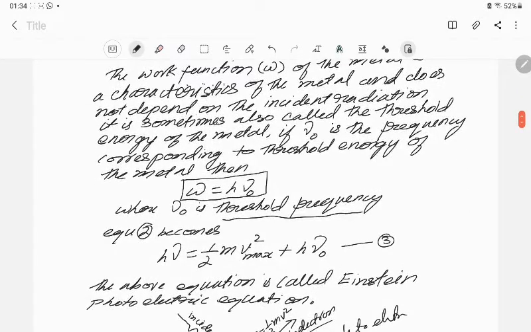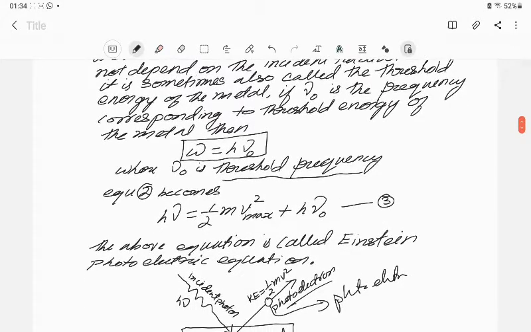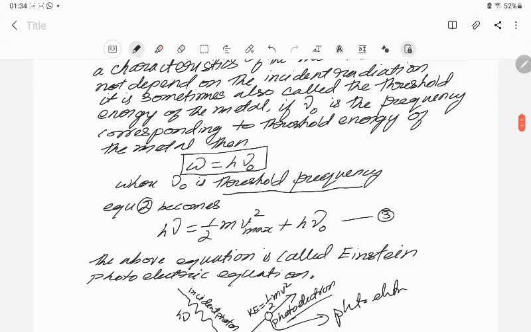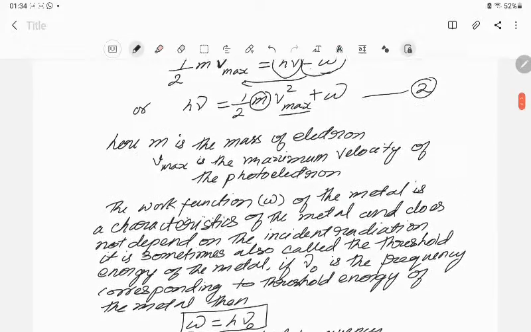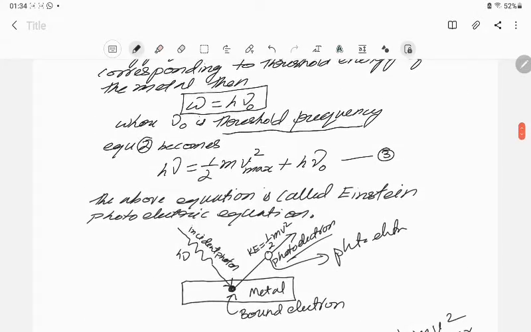That means this h nu naught is required to eject the electron, and the remaining is used up for the kinetic energy of the electron. Now if you put h nu naught in equation 1, or in equation 2, in place of omega, this equation is called Einstein photoelectric equation.